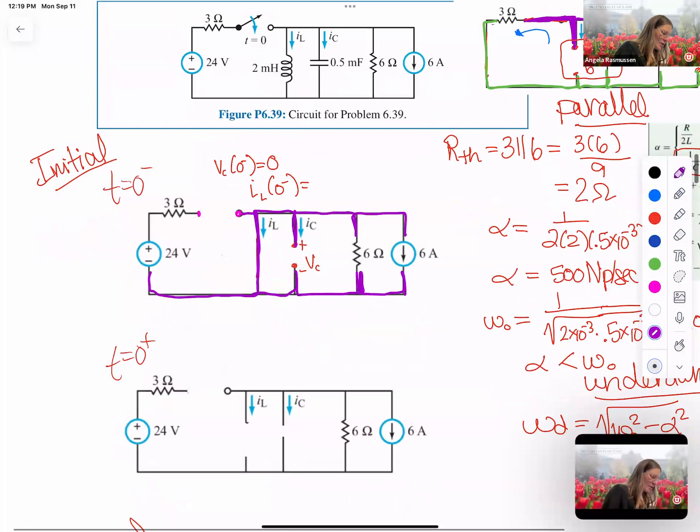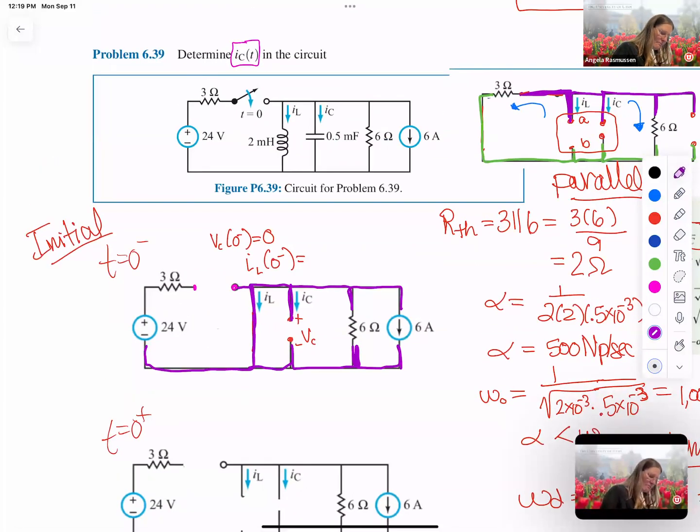All right, so IL of 0 minus will be correct. And why is it negative 6 amps? You are correct. What happens to the 6 ohms? It's bypassed or shorted, so there's no current flow in that, right? And so all the current that's set at 6 amps has to go through that IL. And then hopefully you see it's in opposite directions, so you get the negative. Okay.